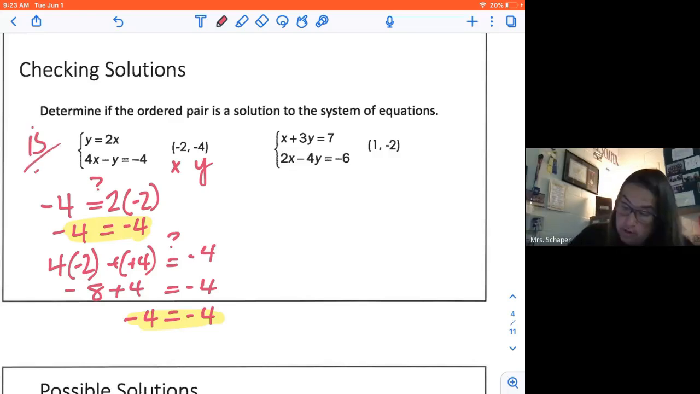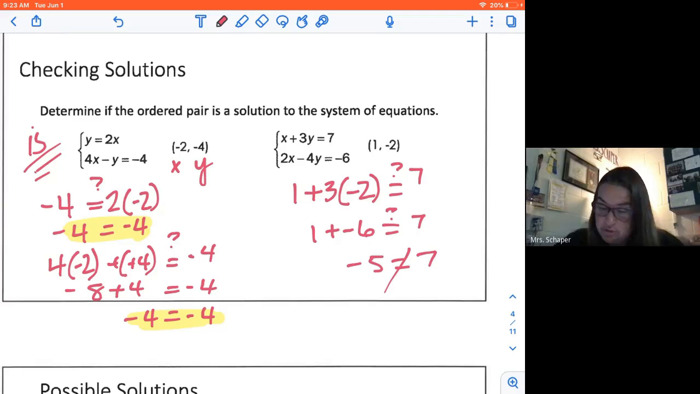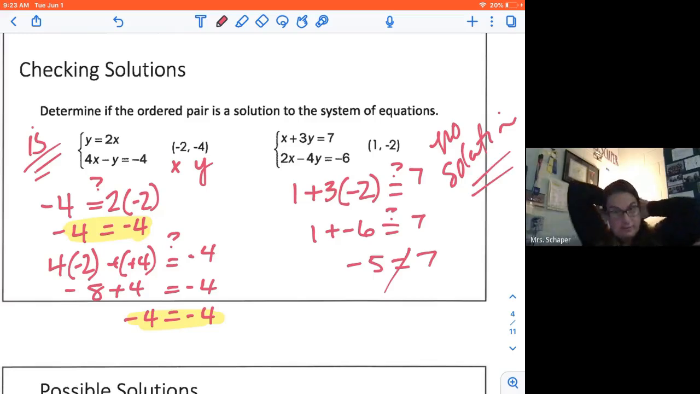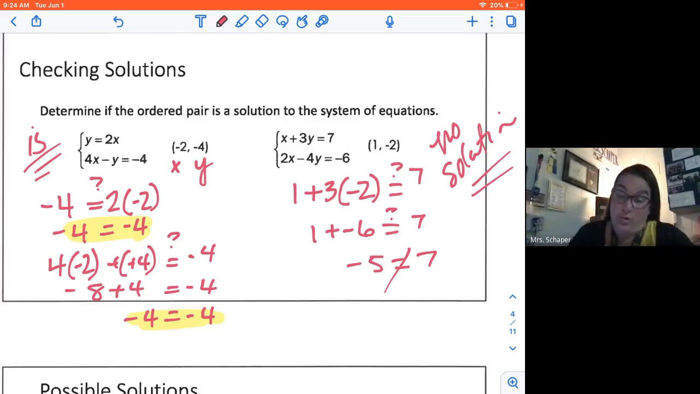All right. When we look at the other one, is 1 plus 3 times -2 the same as 7? Is 1 plus -6 the same as 7? And the answer is it is not. And because it's not, it is not a solution for the system. Okay, so that's checking the solution. When you check for a solution, it's a good test-taking strategy to use. You just go back in. Does it work? Yes or no?